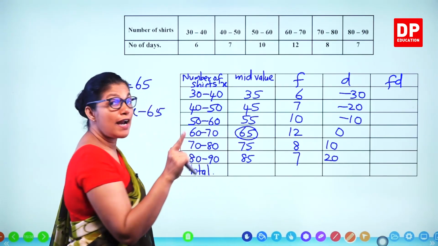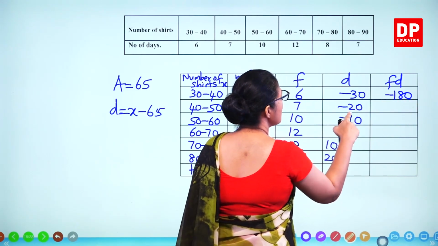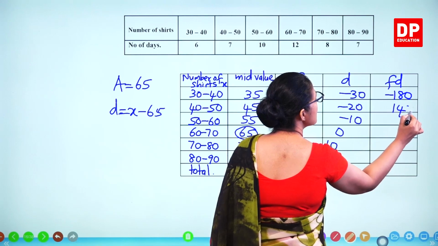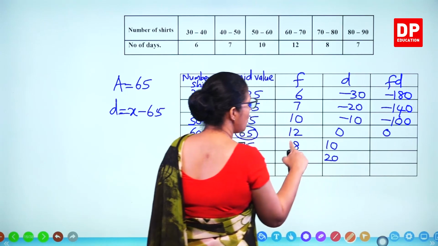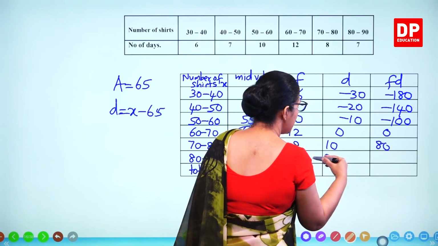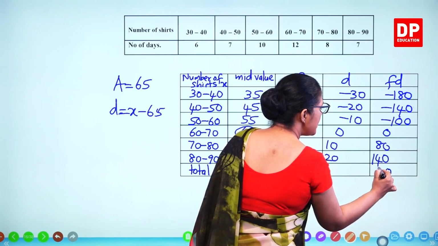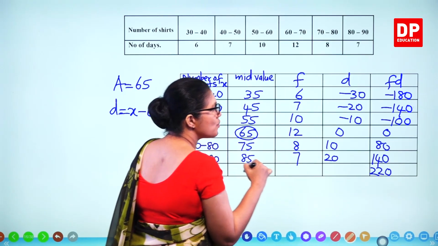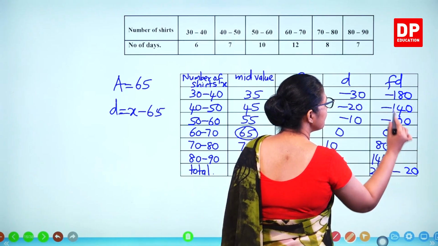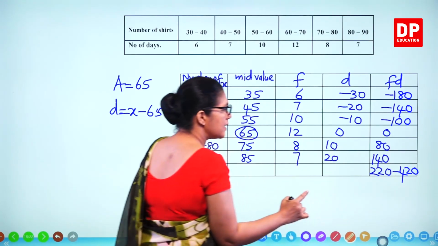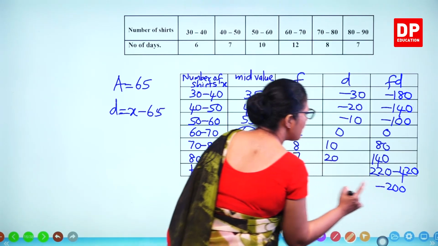Now multiply f and d. 6 times minus 30, minus 180. 7 times 20, 140, that's minus. 10 times 10, 100, that's minus. 0. 8 times 10, 80. 7 times 20, 140. When you add it, you get 220 for the positive side. Negative, 420. So what's the difference? You get minus 200 is the difference.